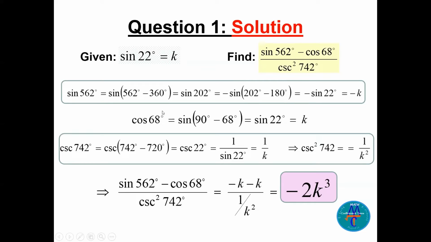Now the second one, cosine of 68, it's not in the given here, so we can use the cofunction. Sine of 90 minus 68 will be sine also 22 degrees, which is k.